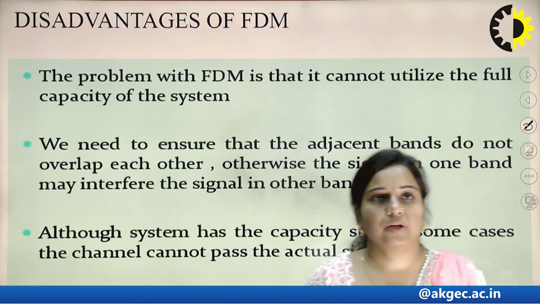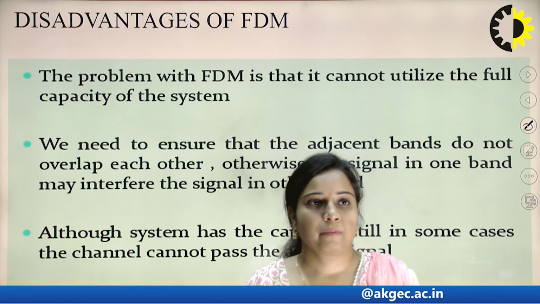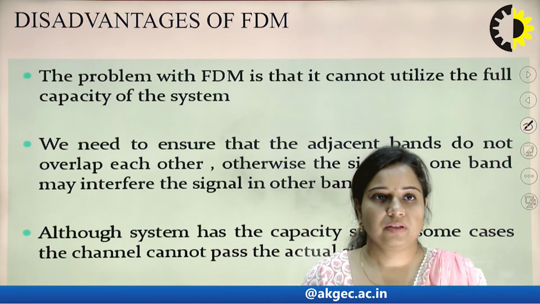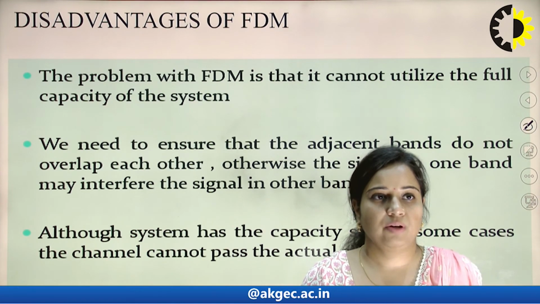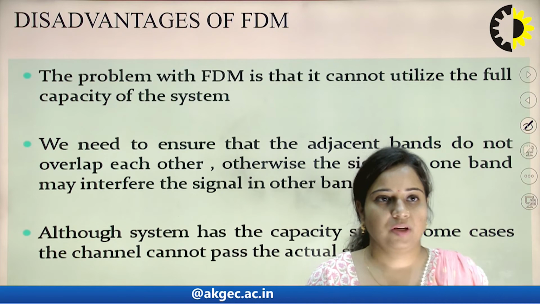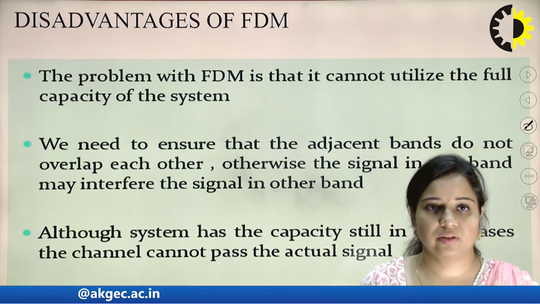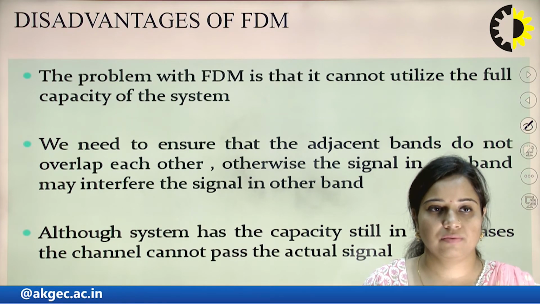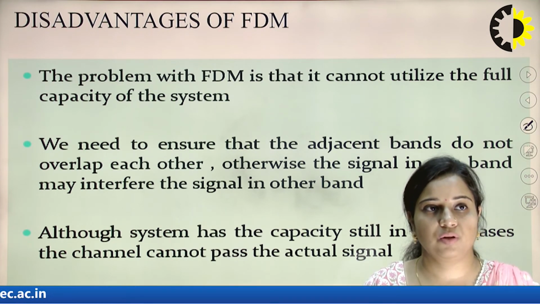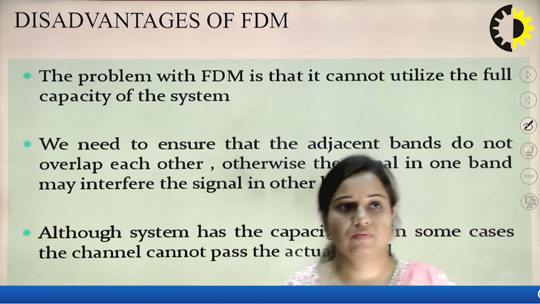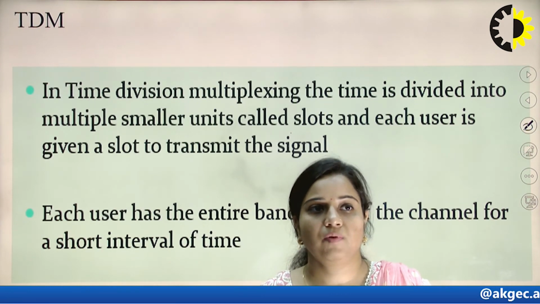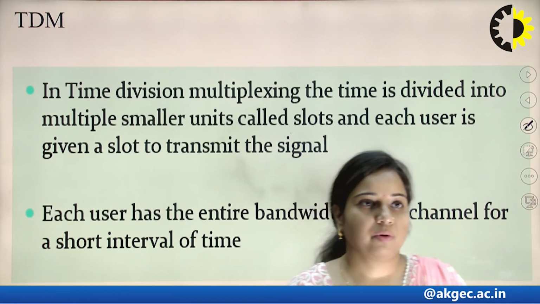Now we will see what are the disadvantages of FDM. So the problem with FDM is that it cannot utilize the full capacity of the system. We need to ensure that the adjacent bands do not overlap with each other, otherwise the signal in one band may interfere with the signal in the other band. So to reduce this problem of FDM, we are using this TDM concept. Now we will see what is TDM.